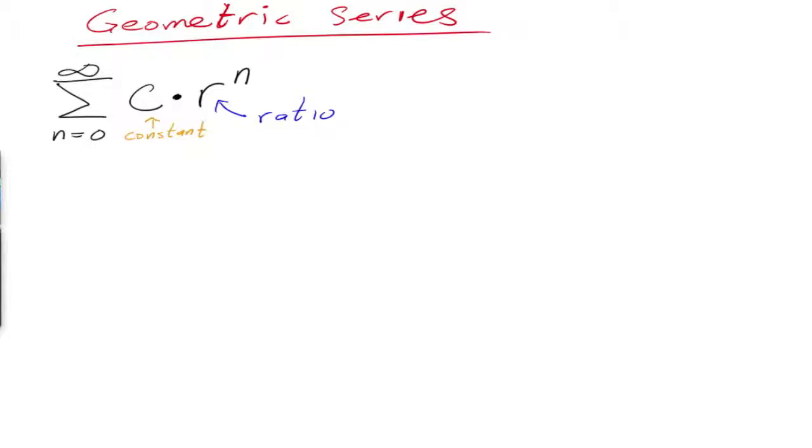Well, n is going from 0 all the way to infinity, right? But if r is equal to 1, then what does that look like? So this is just us brainstorming.